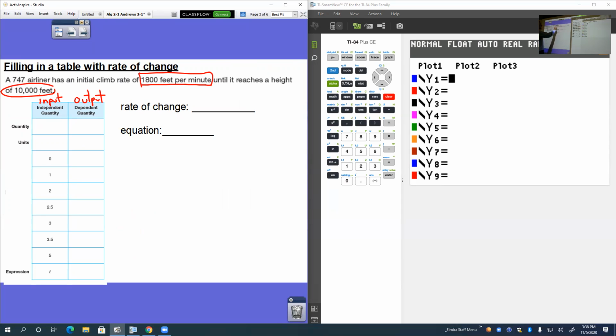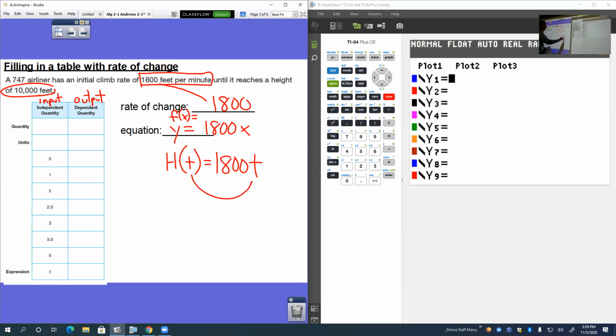So your rate of change is 1,800 because it's going up 1,800 feet per minute. Therefore, our equation would be y equals, or f of x equals, 1,800 times x. That would be our equation. You might refer to it as, instead of f of x, height in terms of time. And then we would use 1,800t. Whatever this letter is has to match this letter. So if we're talking about time, we need to use t in our equation.